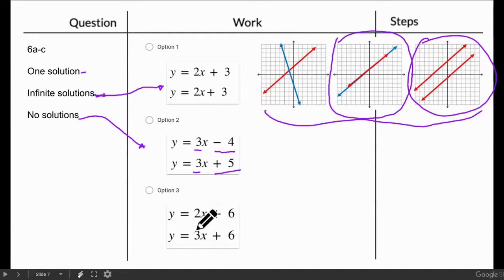And lastly, if we have anything that has a different slope here, then it doesn't really matter what the y-intercept is. They're eventually going to cross one time.